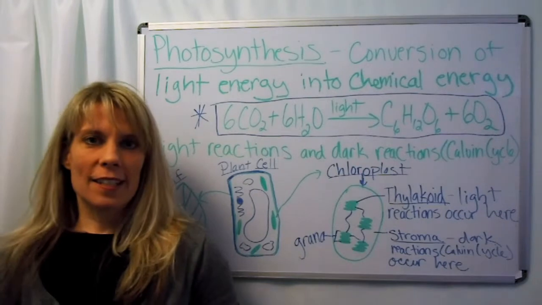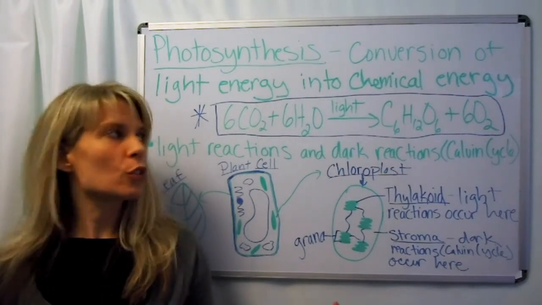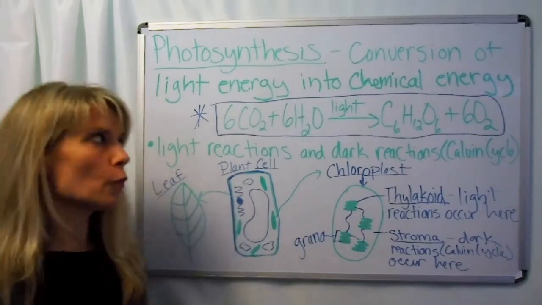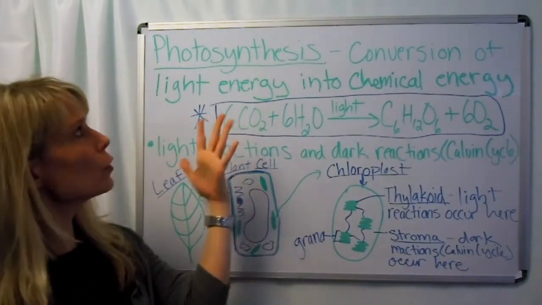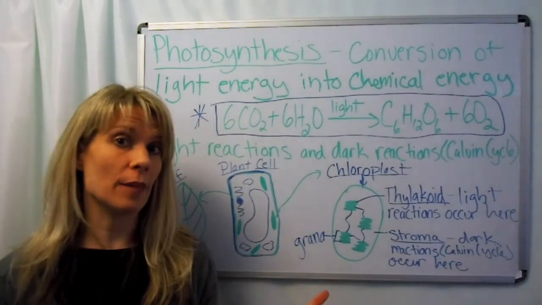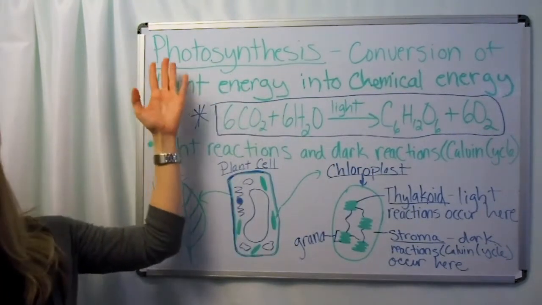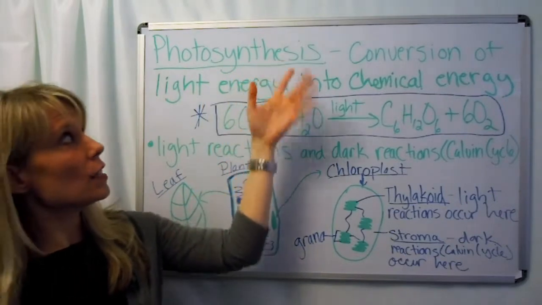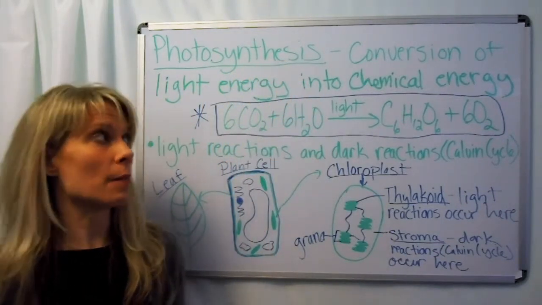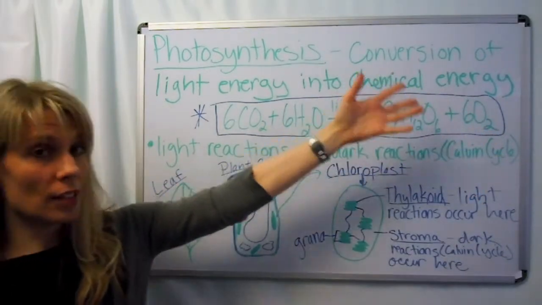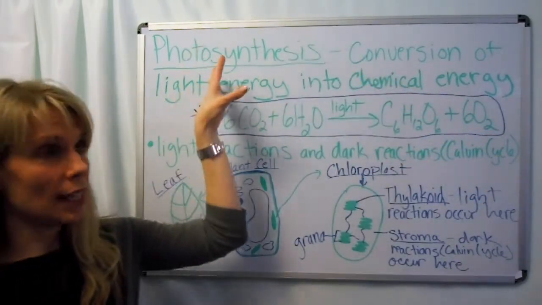Okay, photosynthesis. In this section, we're just going to try to get a general idea, an overview, of what's happening in photosynthesis. Photosynthesis is the conversion of light energy into chemical energy. We can actually get the definition from the name itself. Photo means light, and synthesis means to put something together or to make something. And what are we making? We're making chemical energy, in this case a carbohydrate, from light.